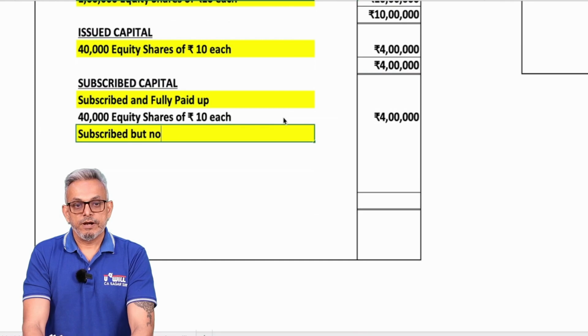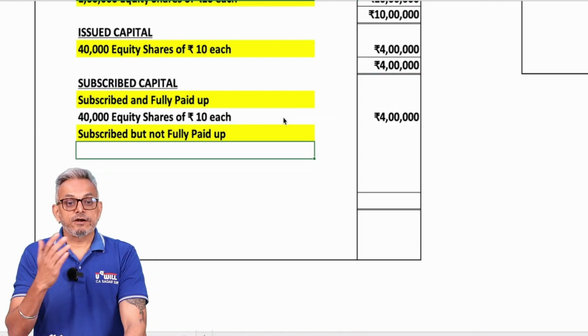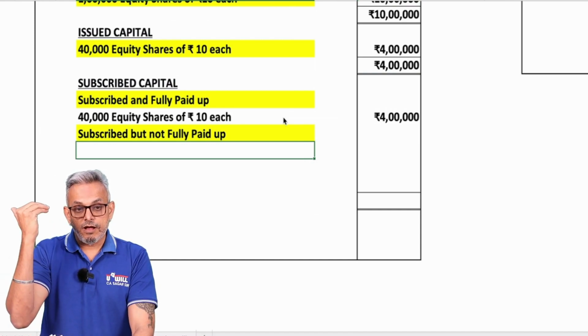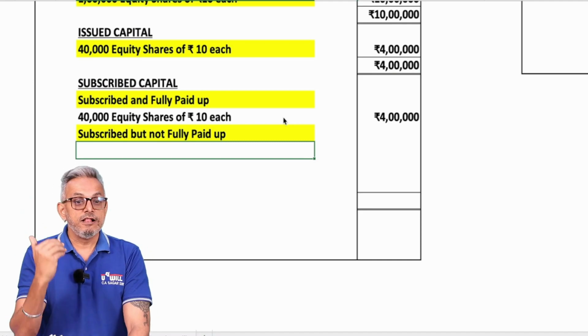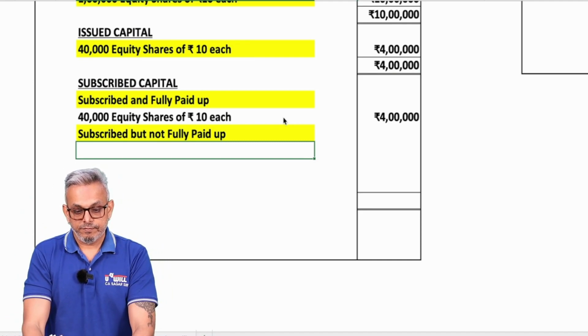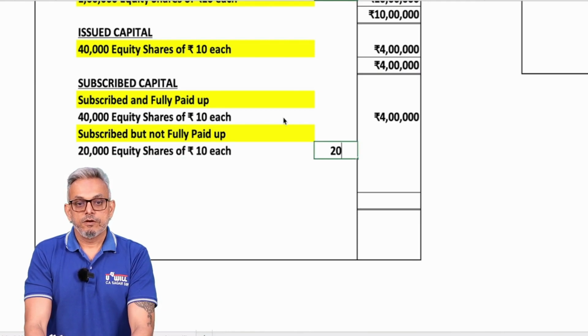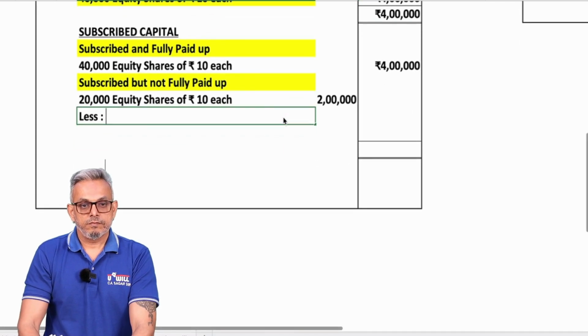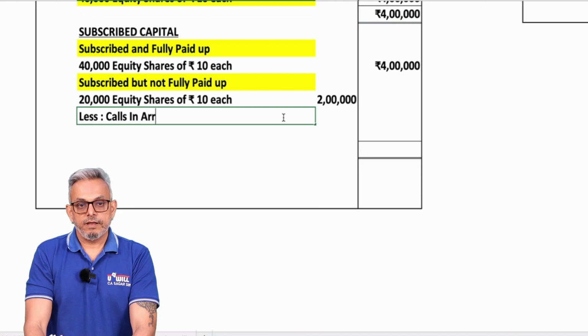Subscribed but not fully paid up. Not fully paid up because there are calls in arrears. We have called up complete rupees 10, but we did not get some allotment, some first call and some final call. So over here, 20,000 equity shares of rupees 10 each, 2 lakh, less calls in arrears.